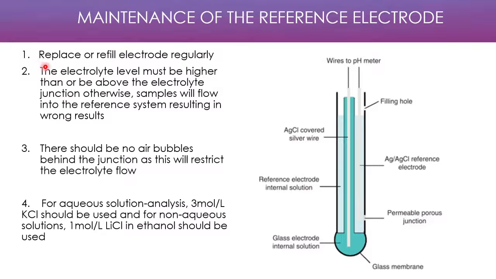Now, 1. Replace or refill the electrode regularly. 2. The electrolyte level must be higher than, or above, the electrolyte junction. Otherwise, samples will flow into the reference system, resulting in wrong results. 3. There should be no air bubbles behind the junction, as this will restrict the electrolyte flow. And 4. For aqueous solution analysis, 3 molar potassium chloride should be used, and for non-aqueous solutions, 1 molar lithium chloride in ethanol should be used.